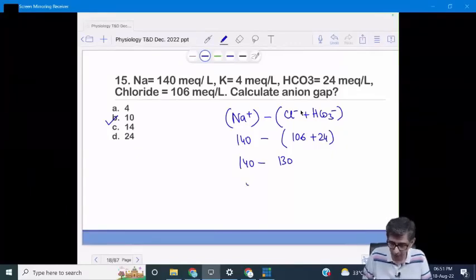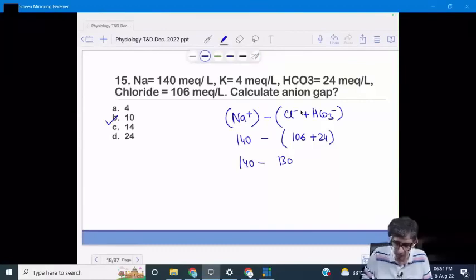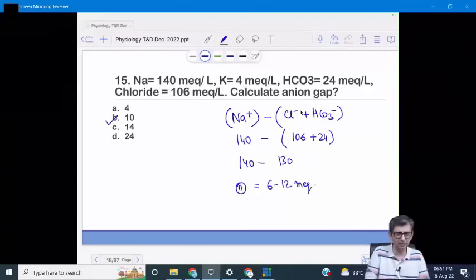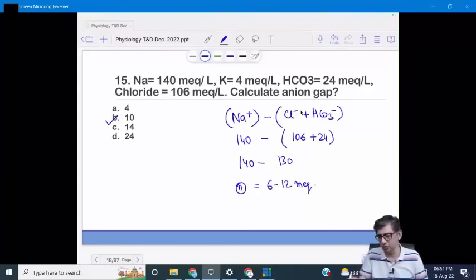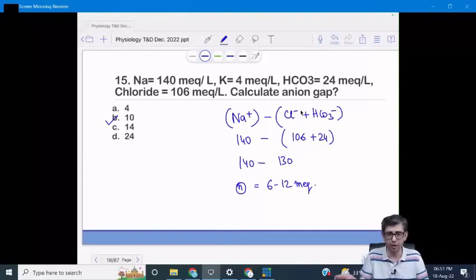नॉर्मल वैल्यूज जो होती हैं, they are between 6 to 12 milliequivalents, या 4 to 12 और 6 to 12 milliequivalents. So this would be normal anion gap, वो 14 तभी हो जाता है अगर हम वो पोटेशियम को ऑपरेट कर लें. वही कंसेप्ट है कि पोटेशियम को इंक्लूड नहीं करना है.